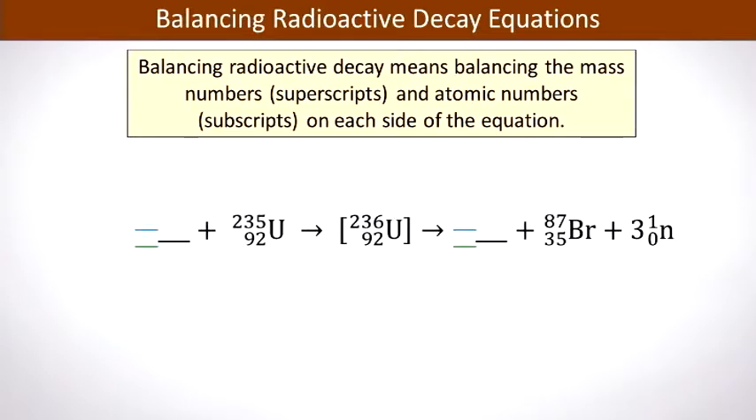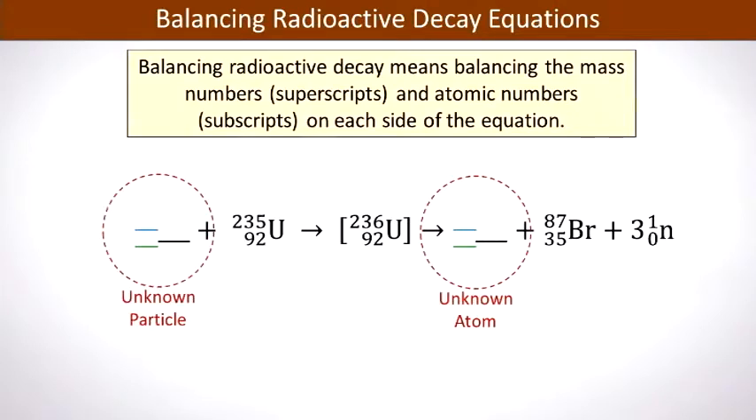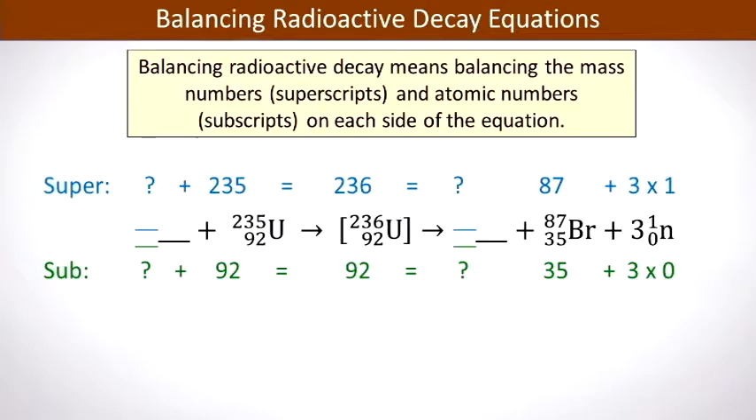Another example, we have uranium-235, which forms uranium-236, which undergoes further decay to an unknown element plus bromine 84 and 3 neutrons. So in this case, we're looking for an unknown particle and an unknown atom. To find that, we add the superscripts and the subscripts, and we look for the missing values. We do the arithmetic on both sides of the equations.